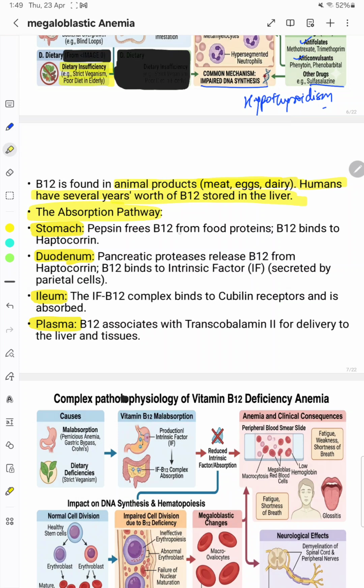In the stomach, pepsin frees B12 from the food protein, and B12 binds to haptocorrin. In the duodenum, pancreatic proteases release B12 from haptocorrin, and B12 binds to the intrinsic factor, which is secreted by the parietal cells of the stomach. In the terminal ileum, the intrinsic factor and B12 complex binds to the cubilin receptor and is absorbed. In plasma, B12 associates with transcobalamin for delivery to the liver and the tissues.